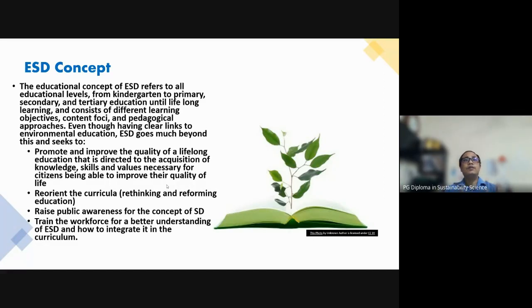For example, we cannot tell a student who is studying physics to forget about physics and study this or learn this. No. So we have to reorient, rethink, reform the way they are educated to blend it with education for sustainability principles. Then, as you know, when we are talking about sustainable development, we need to have a mass awareness. That is one of the objectives.